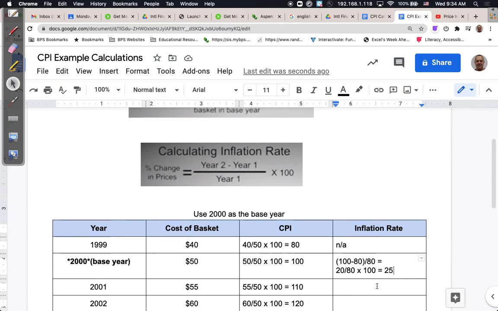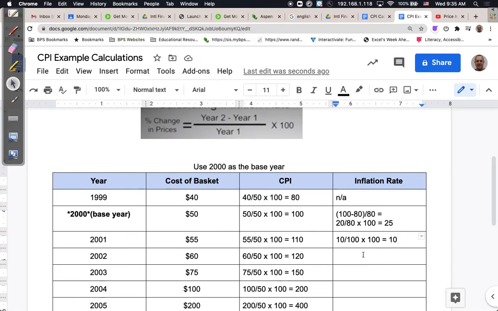Okay, let's do this again. So for 2001, compared to the year before it, the CPI went up 10 points. So it's 10 divided by the earlier number, 100, times 100. 10 divided by 100 is 0.10. 0.10 times 100 is 10. Okay? We'll talk about how to interpret these numbers in a minute.